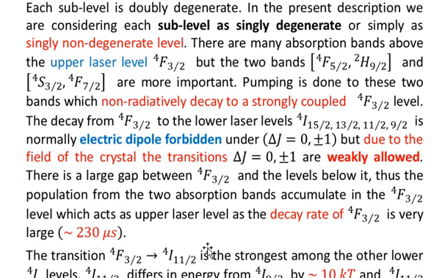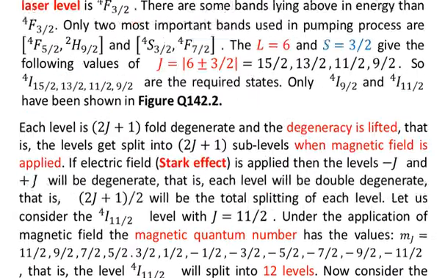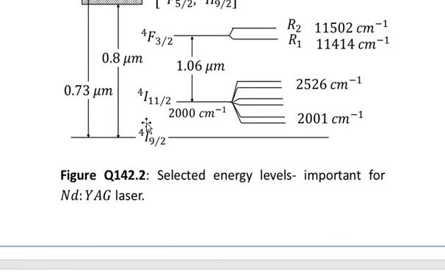So let me read again. The decay from 4F3/2 to the lower laser levels, which are 4I15/2, 13/2, 11/2, 9/2. Out of this, I have shown only two levels, 4I11/2 and 4I9/2, in the figure. Only these two levels have been shown.